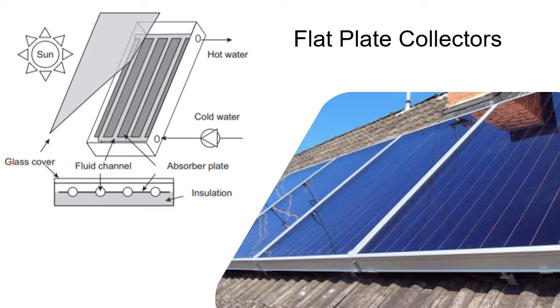FPCs use both direct and diffuse solar radiation. They are designed to operate at a maximum efficiency in the low temperature range of less than 100 degrees Celsius. Major applications of these units are in solar water heating, building heating, and air conditioning.